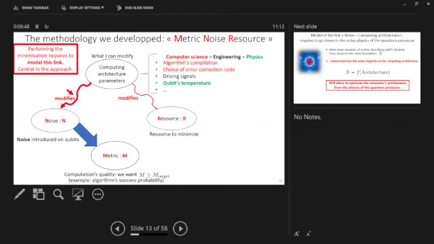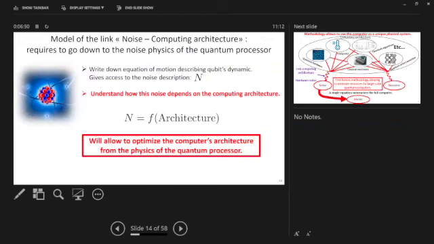To do this, you need to go really down to the physics of the quantum processor. So you need to understand why your qubits are noisy. You need to understand the dynamics that your qubit faces during the computation. It will tell you why they are noisy. And then you need to understand how this noise is related to the architecture. By doing this, because you will have this connection between the noise and the architecture, you will be able to optimize the whole computer architecture based on the quantum physics of the quantum processor.